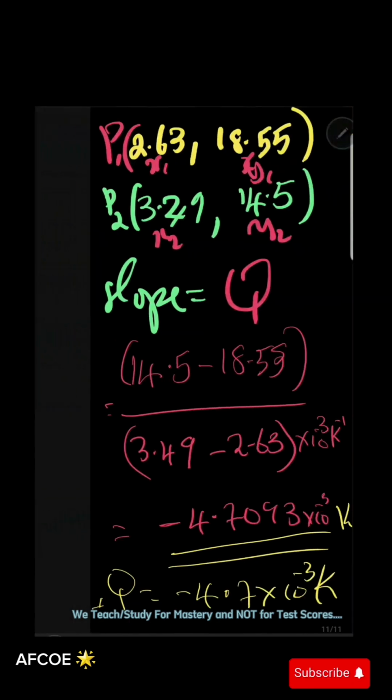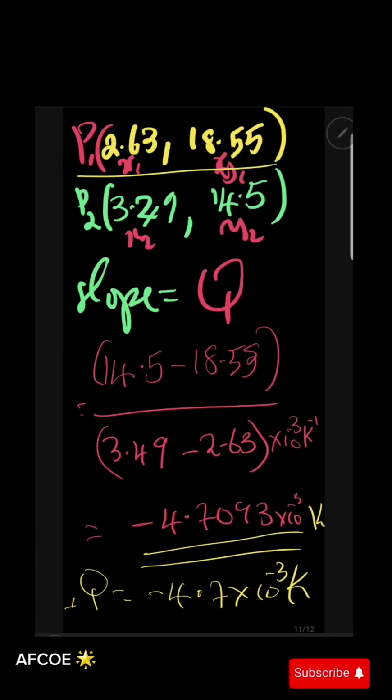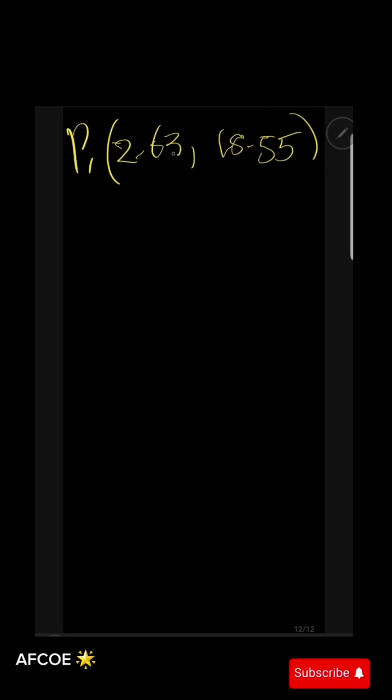value. So you have to go and calculate it. And calculating, you use any of these points. So we'll use P1, with coordinate 2.63, 18.55. Because I think you know how to extract the coordinate, right? Okay, now having that, we know that this is associated with our 1 over t, and this is our ln r.